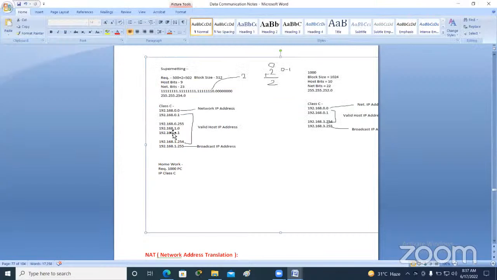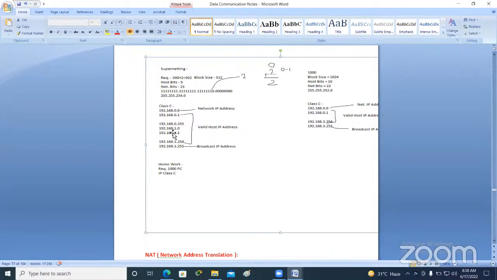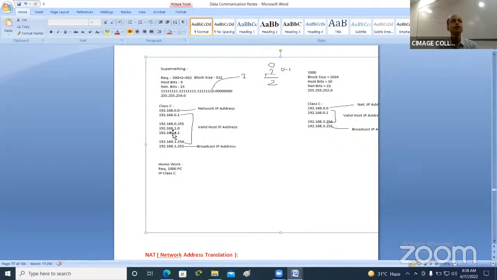Sir, where you are using 0 and 1, we can use anything, no? Anything, 9 to 10, 11 to 12? No, not 9 to 10. Because this is a 0 to 1 value.